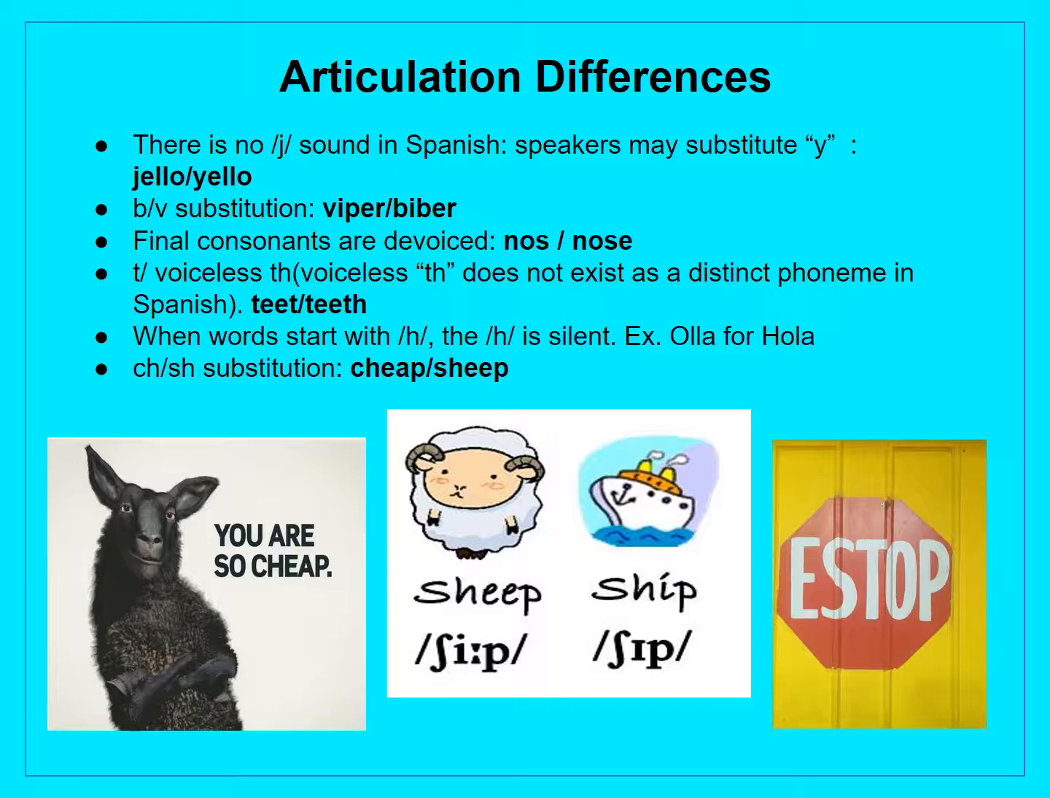Next, a common articulation difference would be the B and the V substitution. In English, the V is a voiced fricative using teeth and lip. Spanish speakers tend to replace it with a plosive B or a closed sound using both lips. An example of a Spanish substitution would be biper. In English, we would say viper.